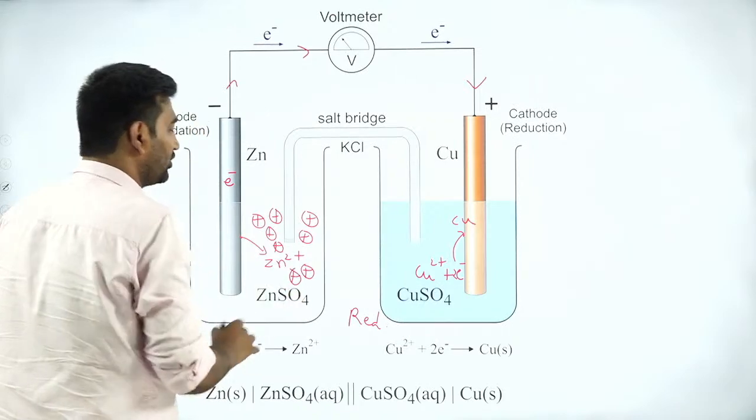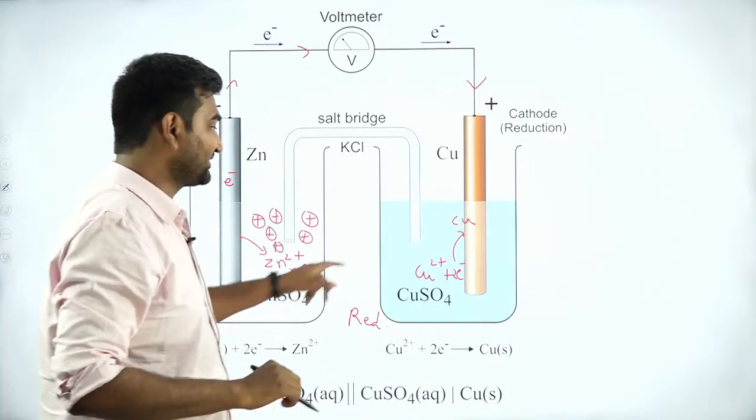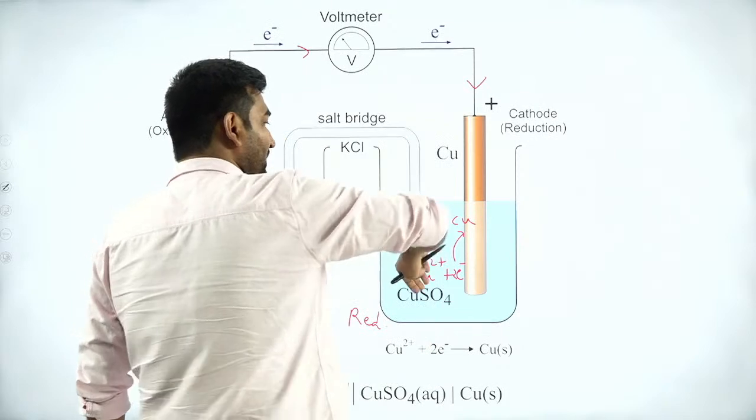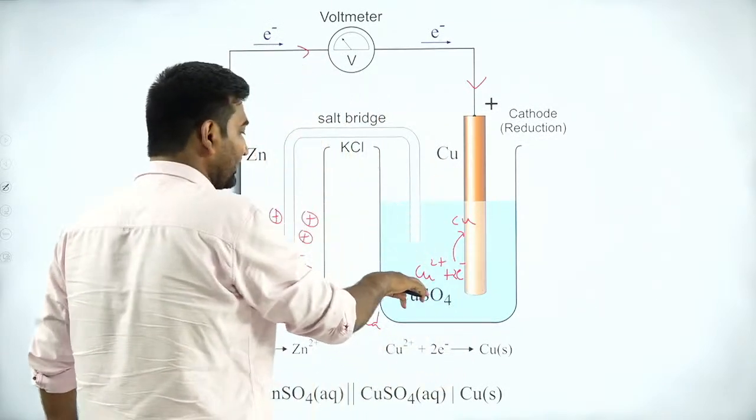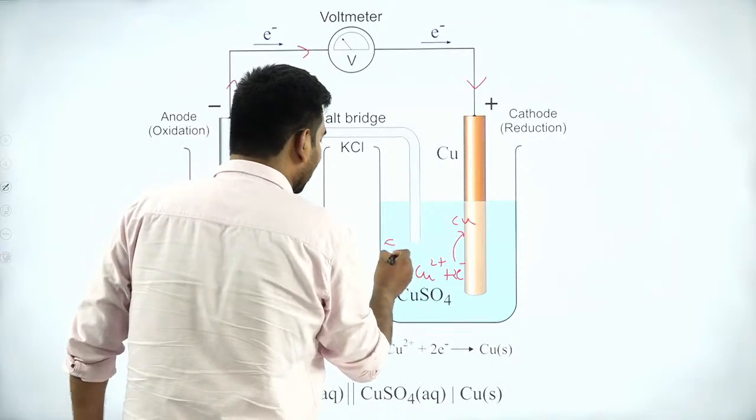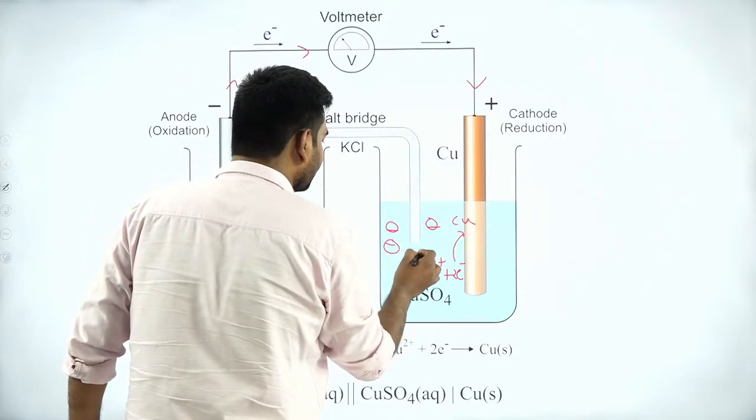The plus ions are going to be more in the solution. And on this side, what is going to happen? Here, Cu2+ is depositing on the Cu. That means the anions, sulfate ions, SO4 2-, so negative ions, will get accumulated.